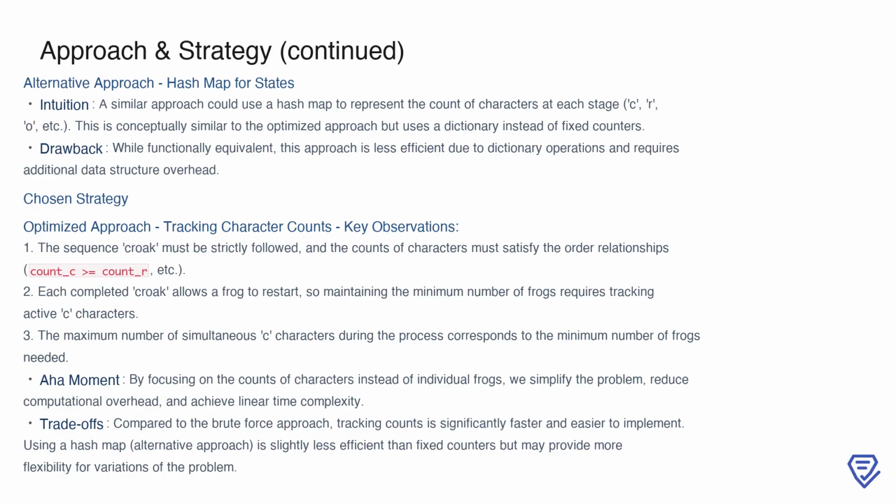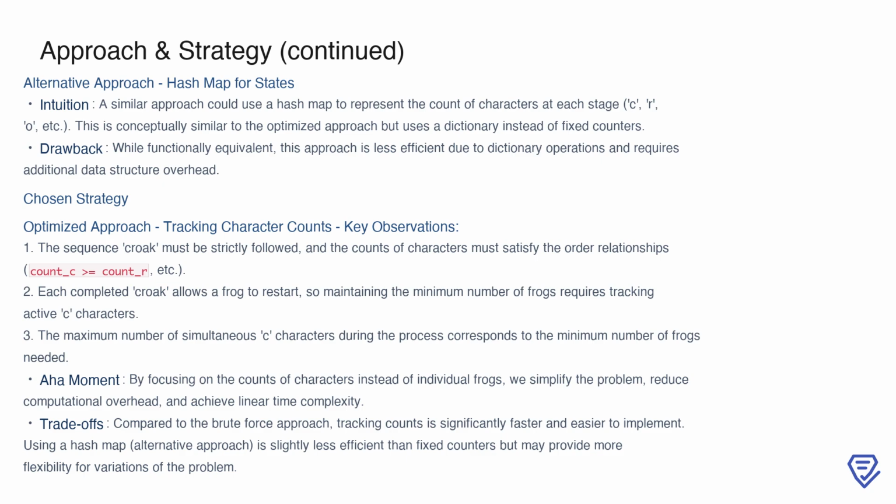For this reason, the fixed counters approach remains the more efficient choice. The optimized strategy focuses on maintaining the correct sequential order of characters, ensuring that each croak is valid. By observing that each completed croak allows a frog to start over, we can minimize the number of frogs by simply tracking the maximum number of simultaneous C characters. This insight simplifies the problem significantly, avoids managing individual frogs, and leads to a linear time solution.